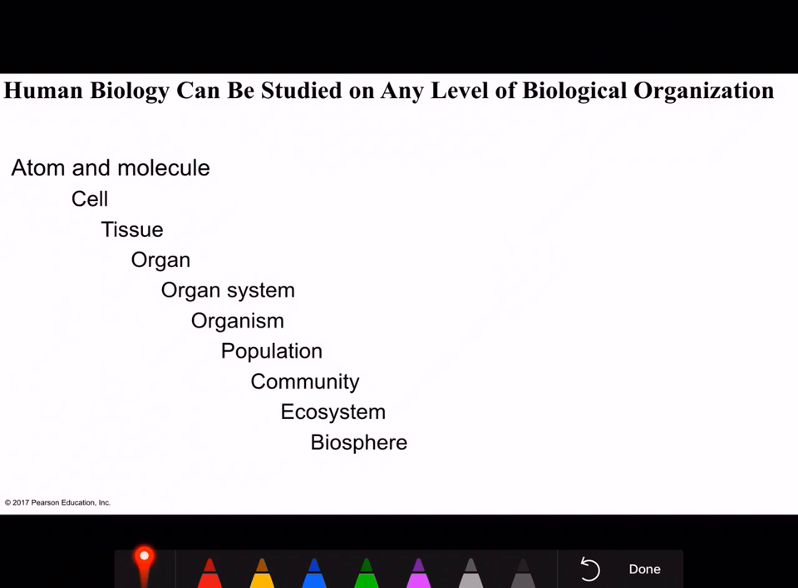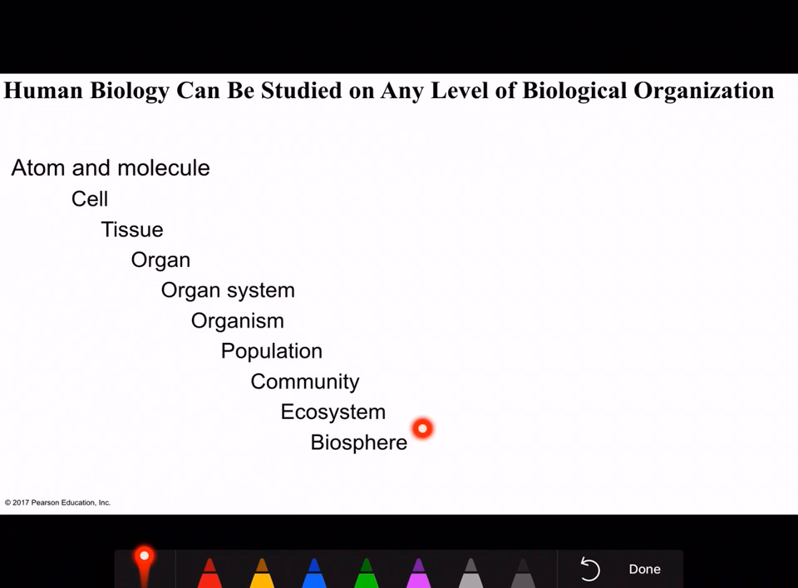Our body is basically the result of atoms and molecules combined together. They formed cells. These cells came together and formed tissues. These tissues came together and formed organs. Different organs formed organ systems, and different organ systems formed the organism, or the human being.